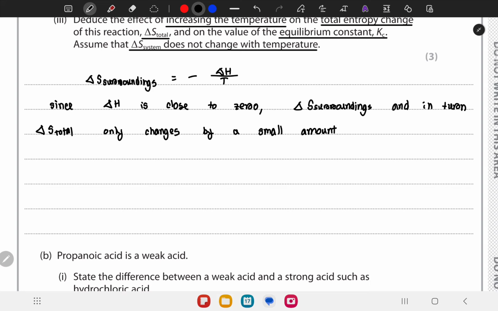If the entropy change is almost the same, the equilibrium constant will also be the same because we know this relationship between the change in entropy and the equilibrium constant, which is del S total equals R ln K, where K is the equilibrium constant, as del S total is almost the same. Kc does not change.